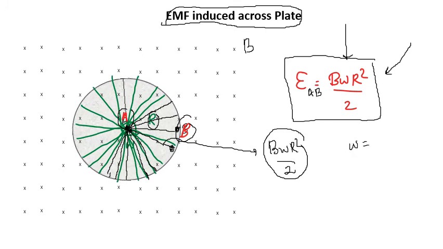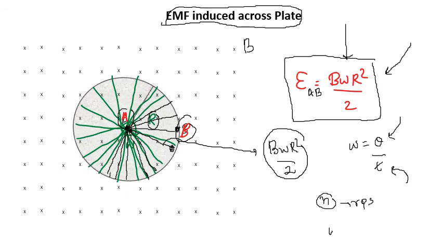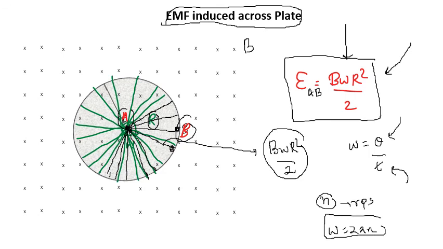Remember, omega is basically theta upon t, that is angle traveled divided by time taken. Okay, so if someone gives you n, that is rotations per second, then omega will be 2 pi n, where n is the number of rotations per second. Please remember this formula. Okay, so please remember all these formulas and write all these derivations in your copy.